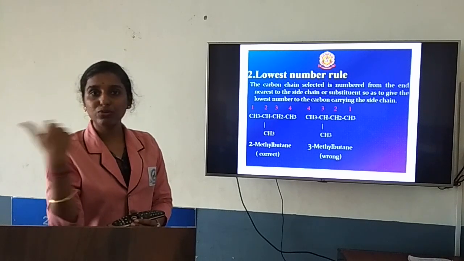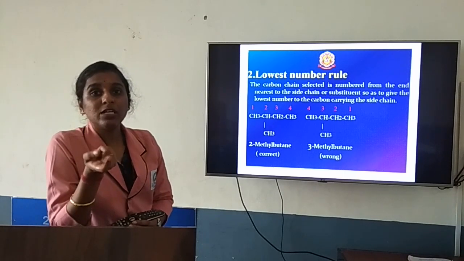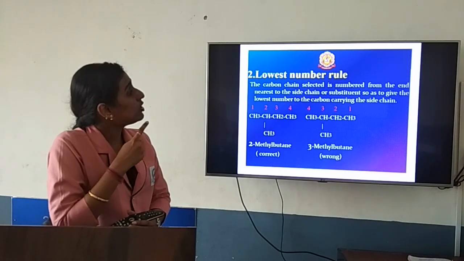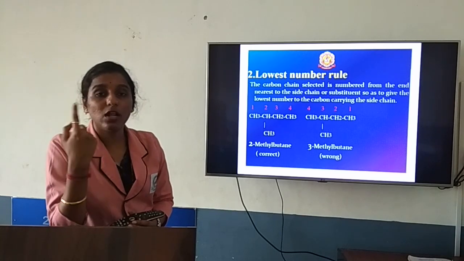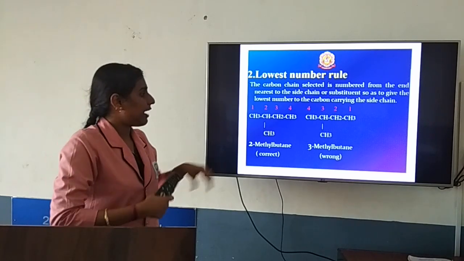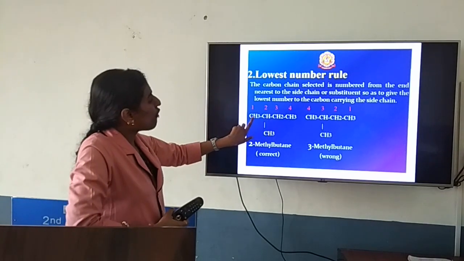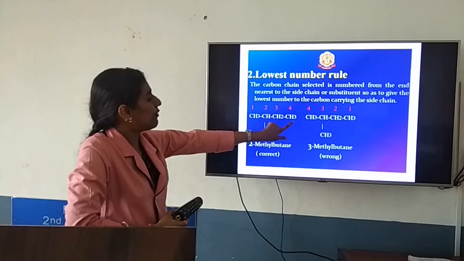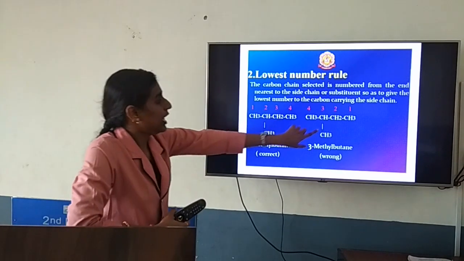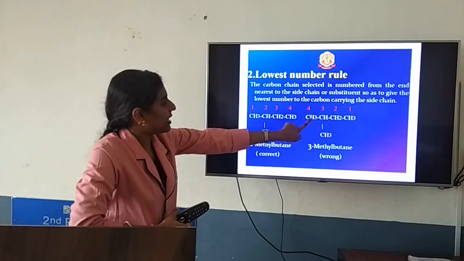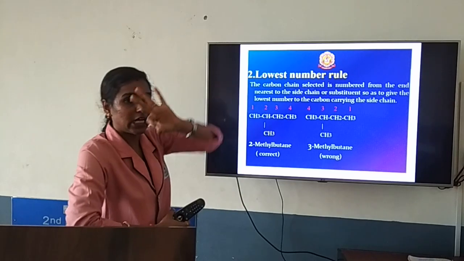You understood how to give the number. You have to consider the longest chain. Now, from which side are you supposed to give the number? Based on the lowest number rule. In the sense, we have to check where the functional group is present. Now here we have two examples. For this carbon, we have the functional group. If you go from here, 1, 2, 3, 4, this functional group gets the second number. If you start from the other side, it comes like 1, 2, 3, 4, so this functional group gets the third number.